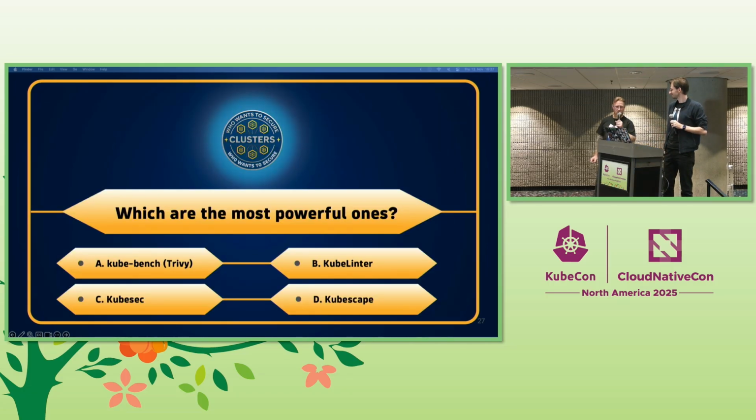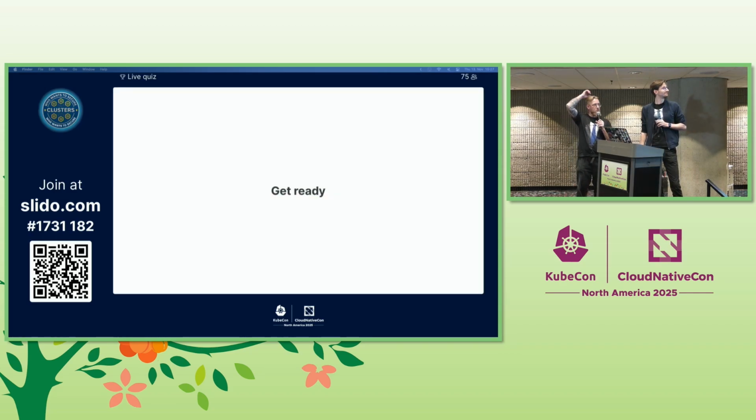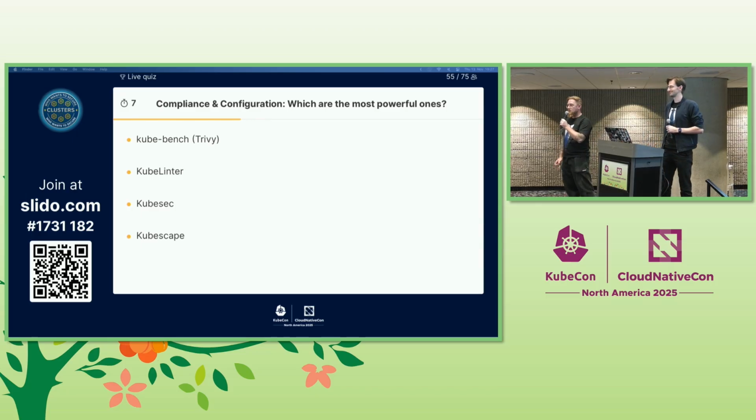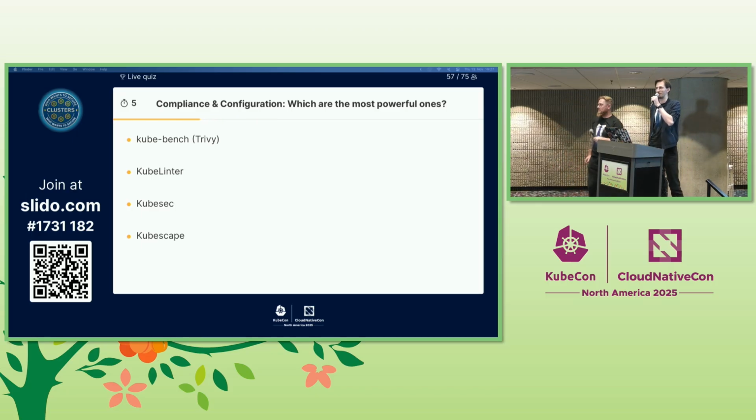So the question is, which of the following tools is the most powerful? Let's go back to Slido. We will have 20 seconds. For compliance and configuration, is it A, KubeBench from Trivy? Is it B, KubeLinter? C, Kubesec? Or D, Kubescape? And as a hint, more than one. All right, 2 seconds.